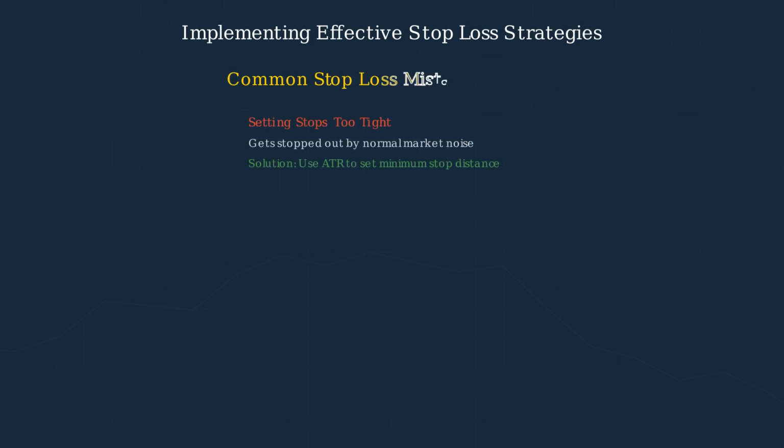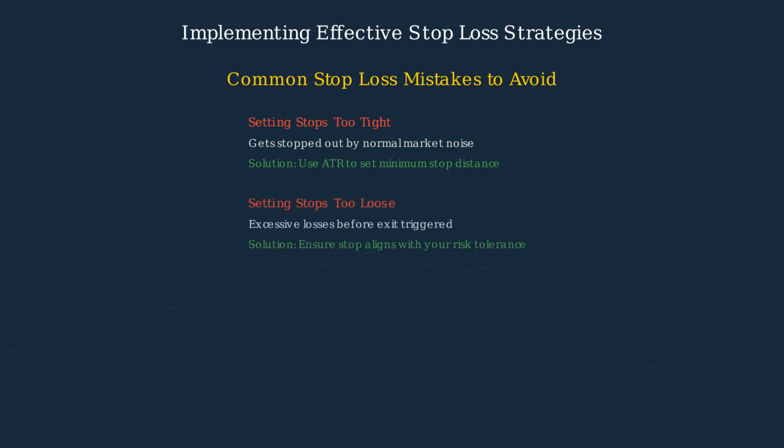Let's examine common stop-loss mistakes traders make. Setting stops too tight often results in premature exits due to normal market noise. Instead, use average true range to set appropriate minimum distances. Conversely, setting stops too loose leads to excessive losses before your exit is triggered. Your stop loss should always align with your personal risk tolerance.